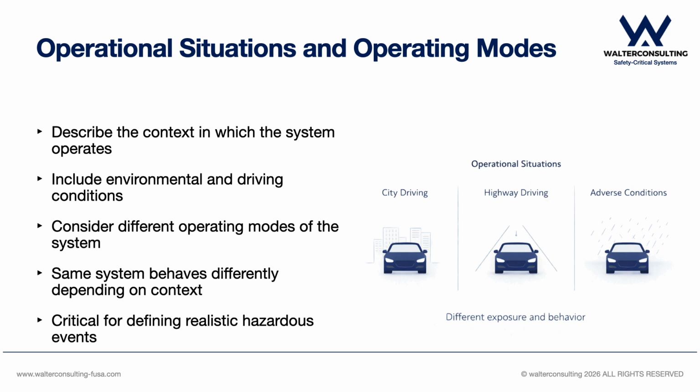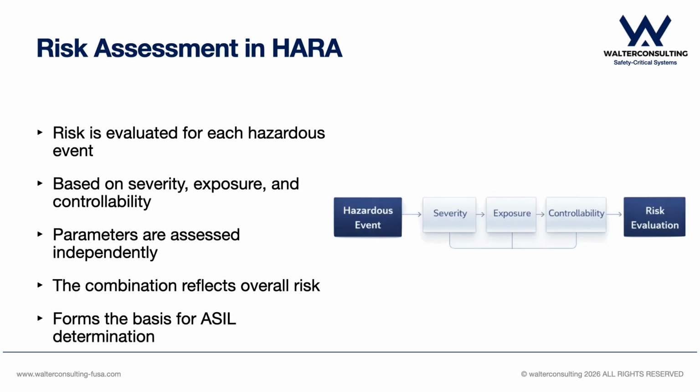So once we have defined hazardous events and operational situations, the next step is to evaluate the risk. In HARA, risk is assessed for each hazardous event, and this is done using three parameters: severity, exposure, and controllability. These should already sound familiar. Each parameter is evaluated independently.